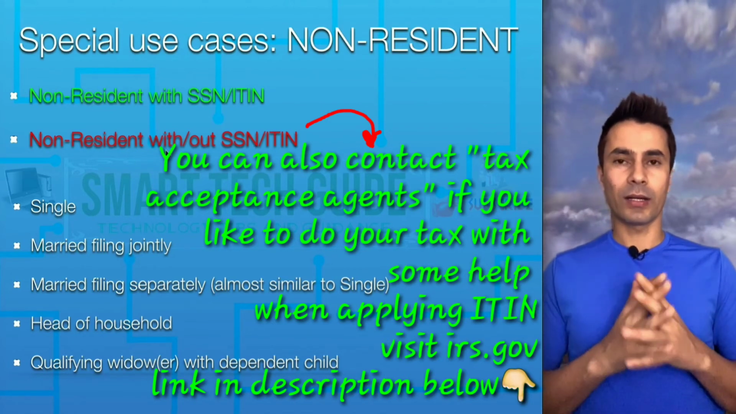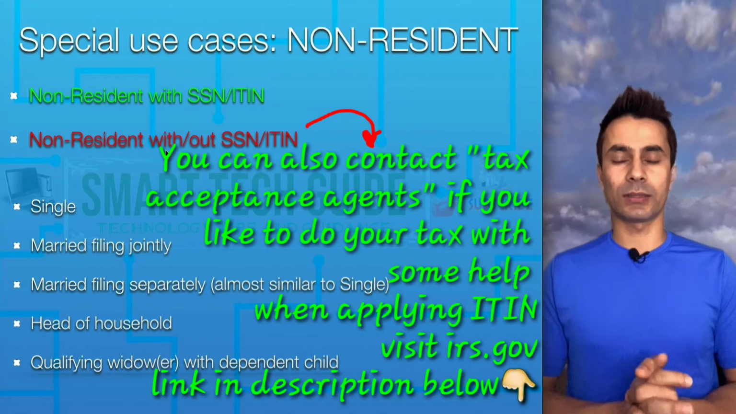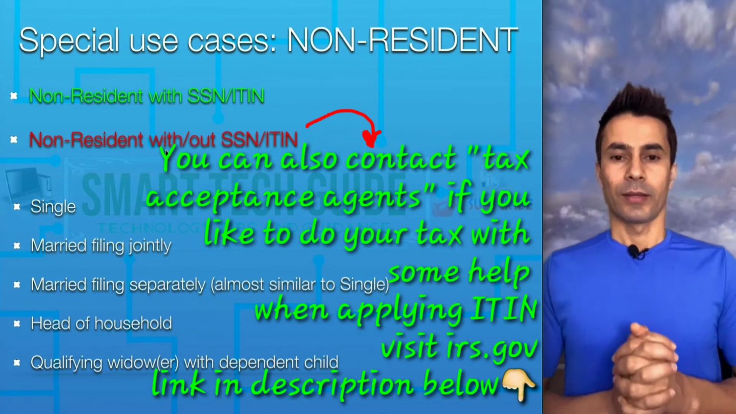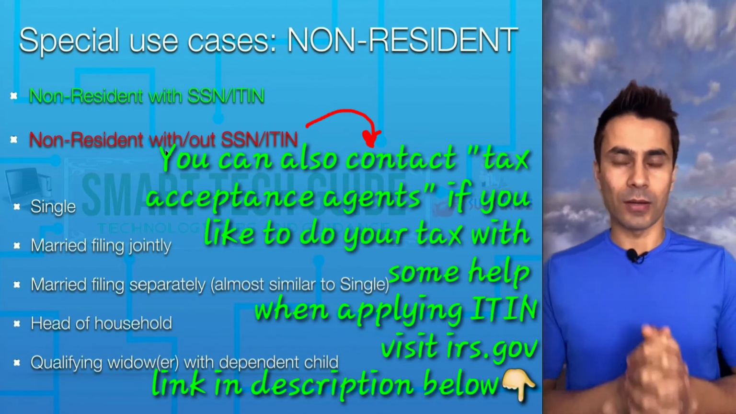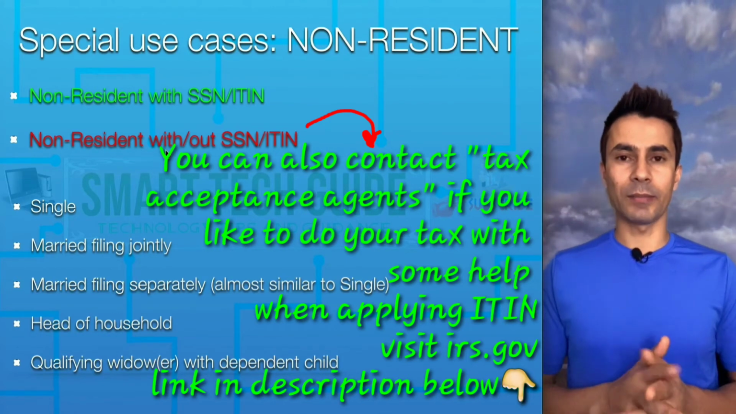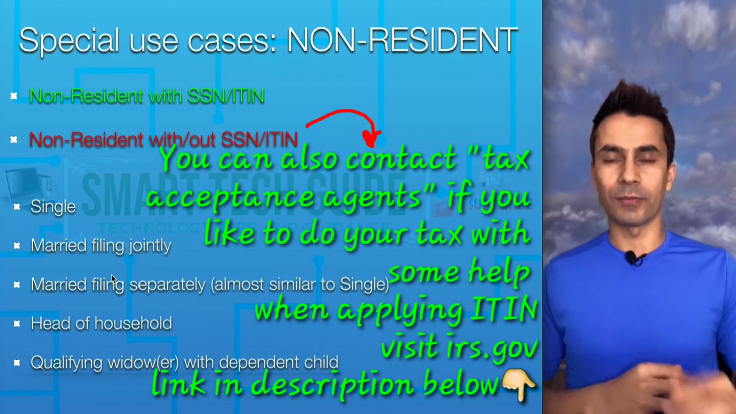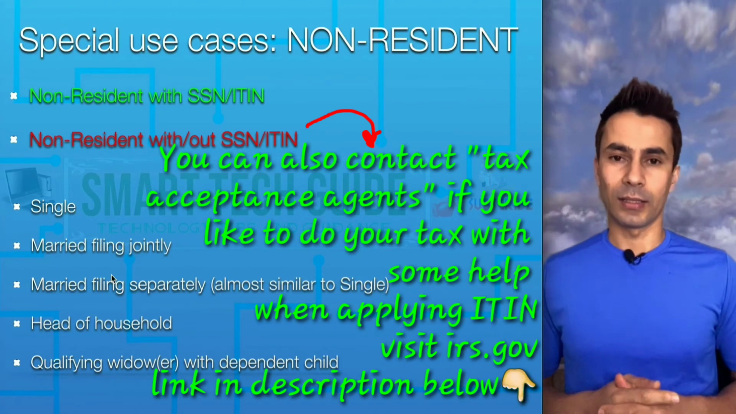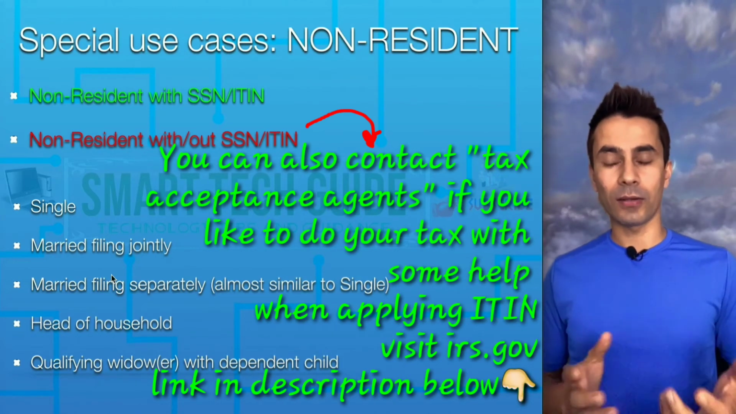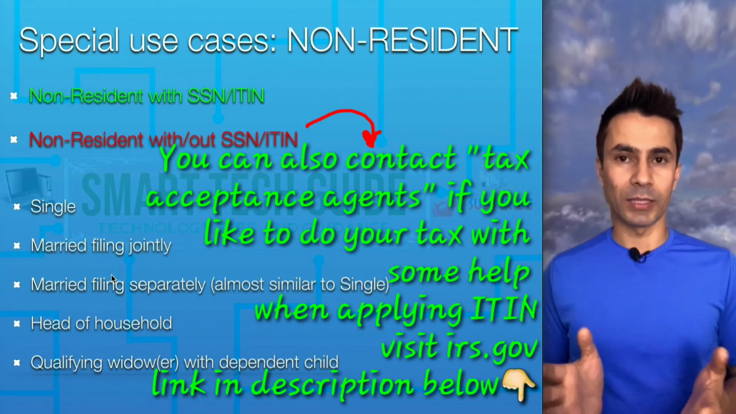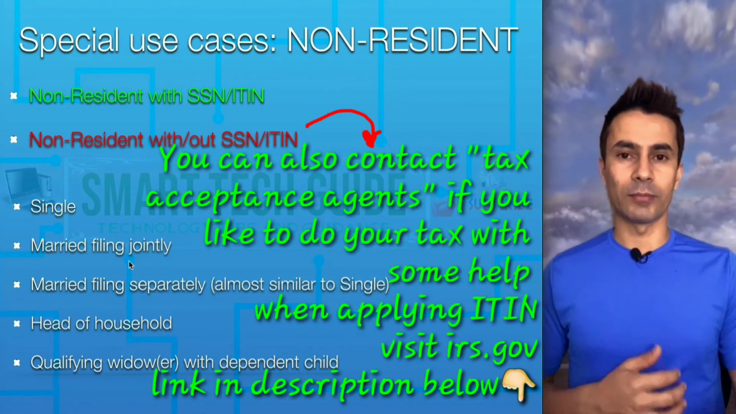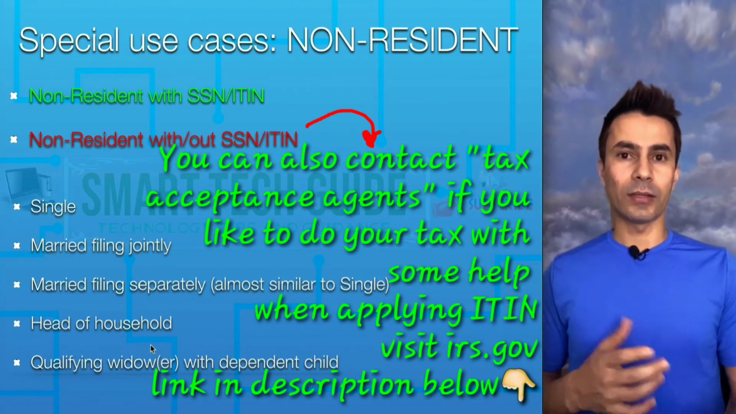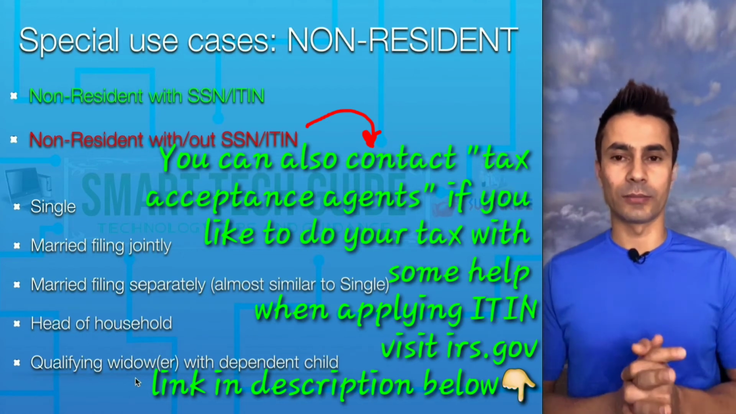But if you are a non-resident without a social security or individual taxpayer number, in that case it becomes a little bit complex, and this may apply for most of the filing statuses. If you are single and non-resident, whether you have an SSN or ITIN or you don't have one, it may apply to you. It may apply for married filing jointly, married filing separately, or head of household, or even qualifying widow with dependents.